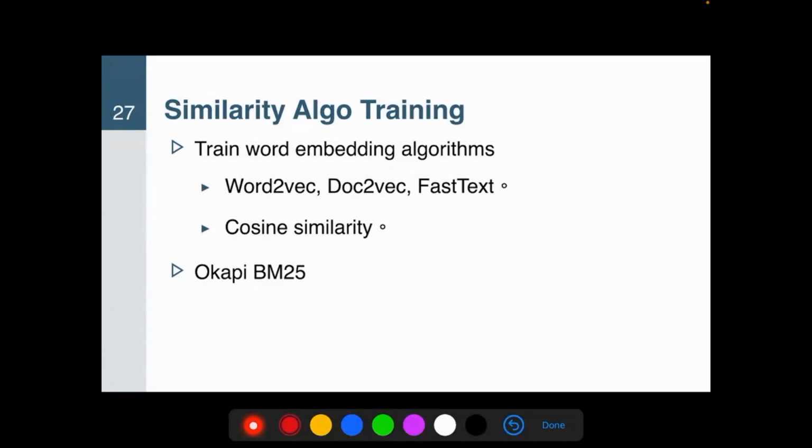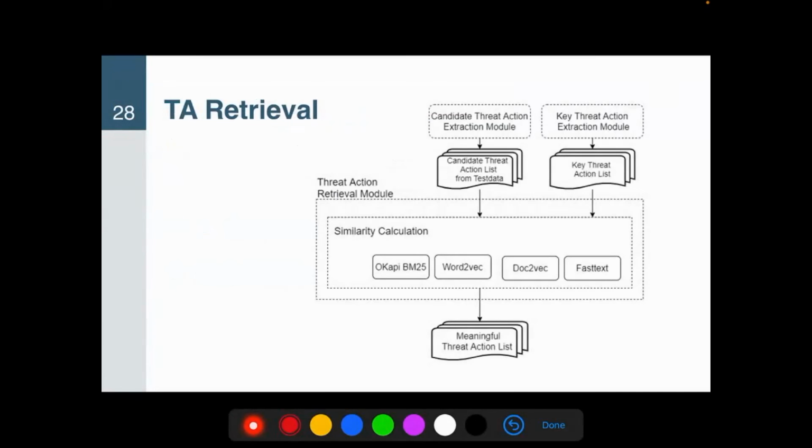For similarity, we use the following embedding algorithms. I guess my time is up. I will try to use a similarity comparison to compare and extract the meaningful threat action list from a document.